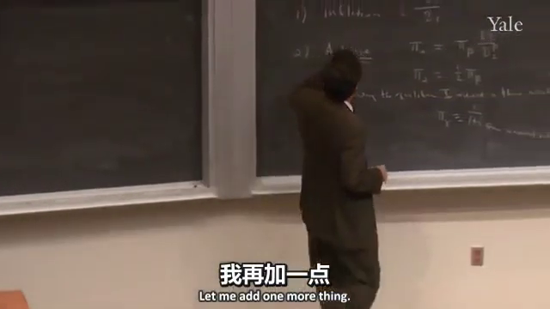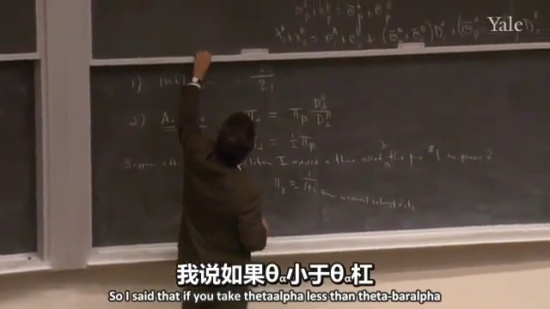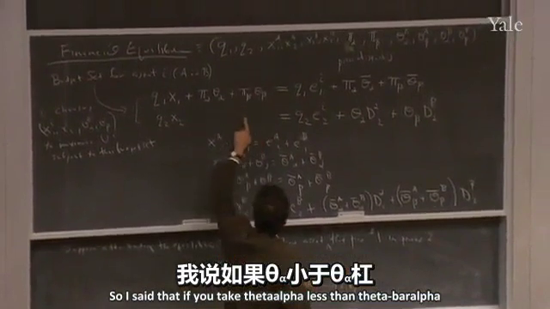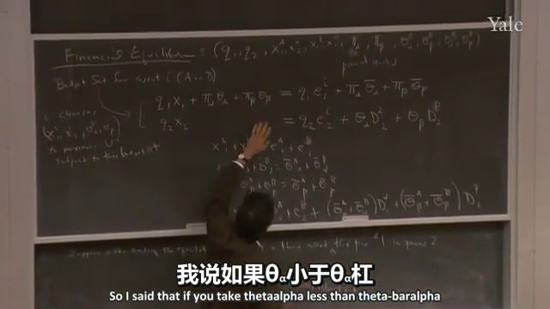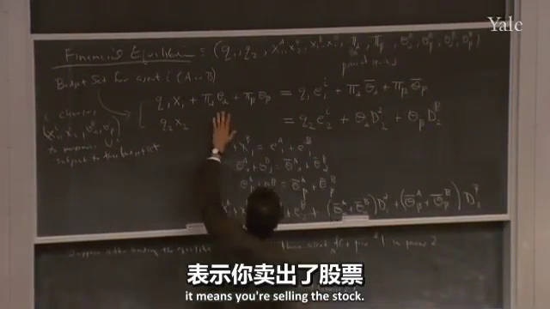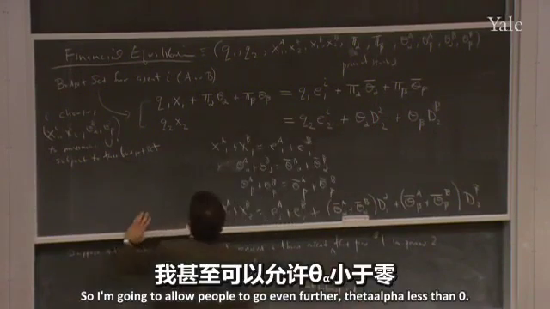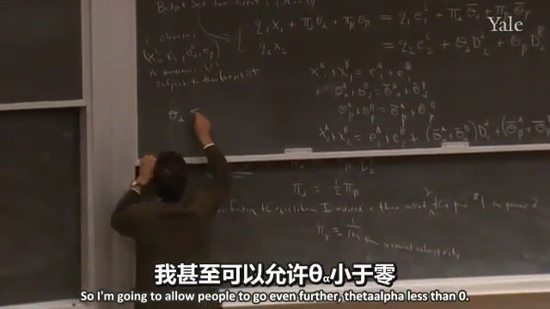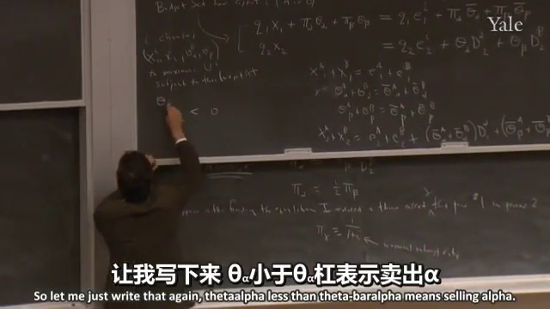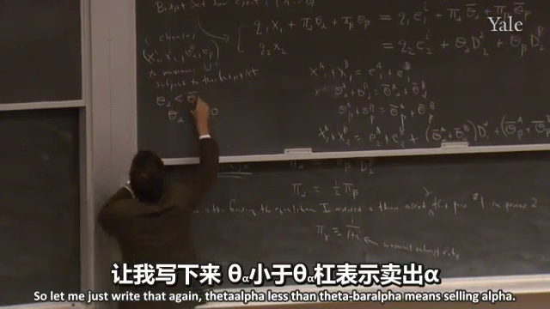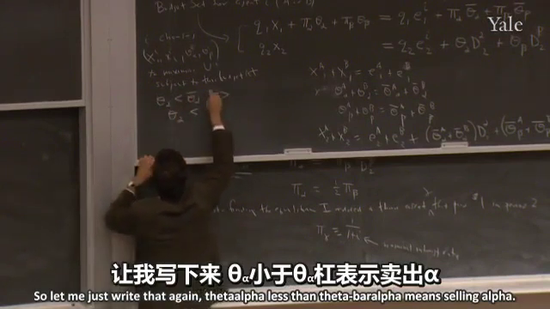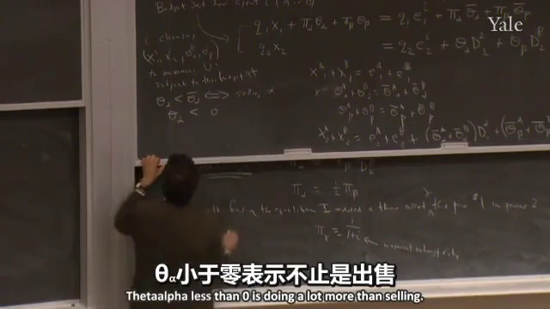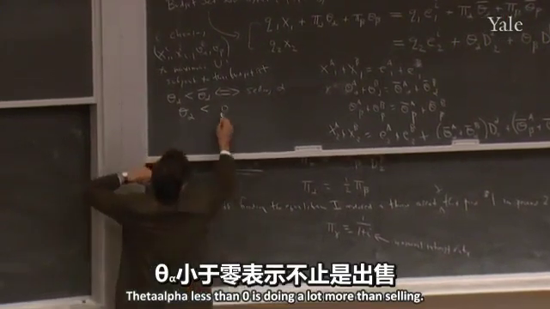Let me add one more thing. I could come back to this. I said that if you take theta alpha less than theta bar alpha, it means you're selling the stock. So I'm going to allow people to go even further: theta alpha less than 0. Let me write that again. Theta alpha less than theta bar alpha means selling alpha. Theta alpha less than 0 is doing a lot more than selling it.